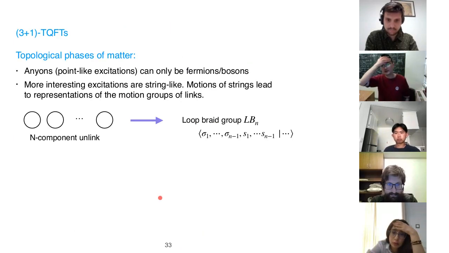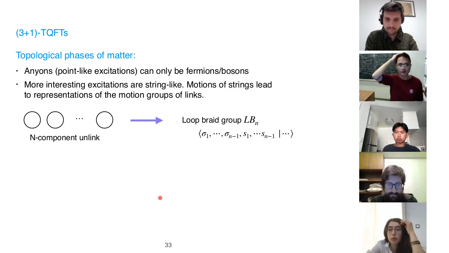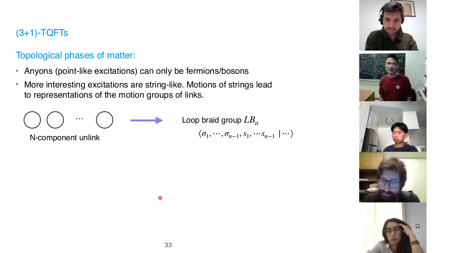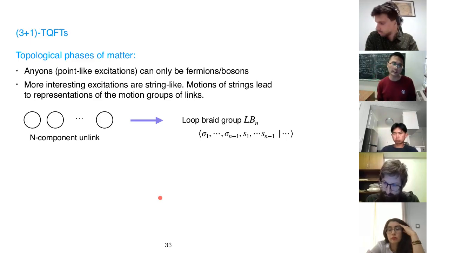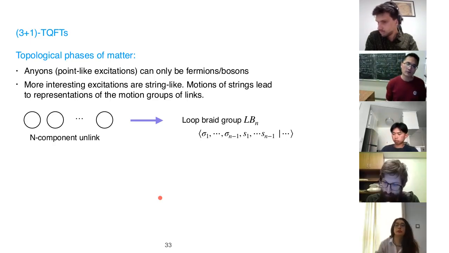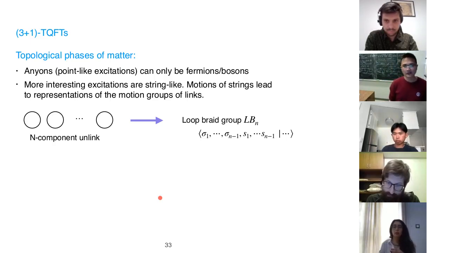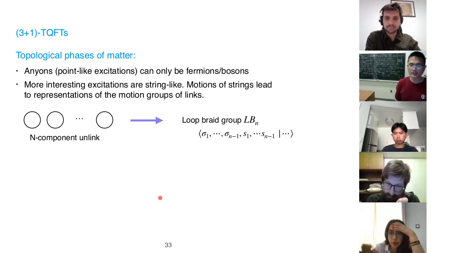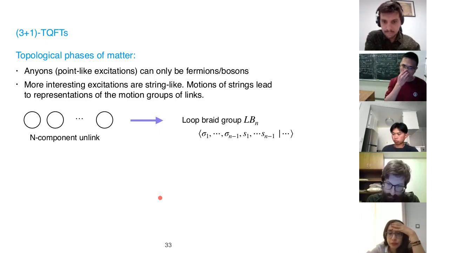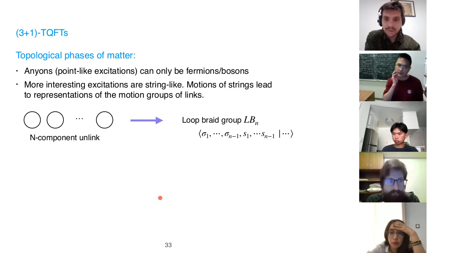Okay, some quick comments about TQFTs in 3+1 dimensions. In 3+1 dimensions, there also exist topological phases of matter, but because in the spatial three-dimensional space, the point-like excitations, or the anyons, you can argue that they can only be fermions or bosons. So the exchange statistics are pretty boring. However, there could exist more interesting excitations.